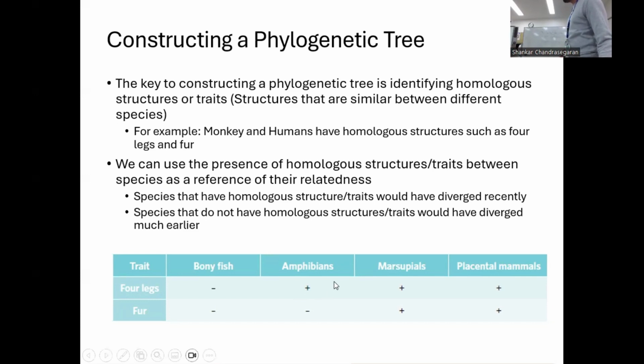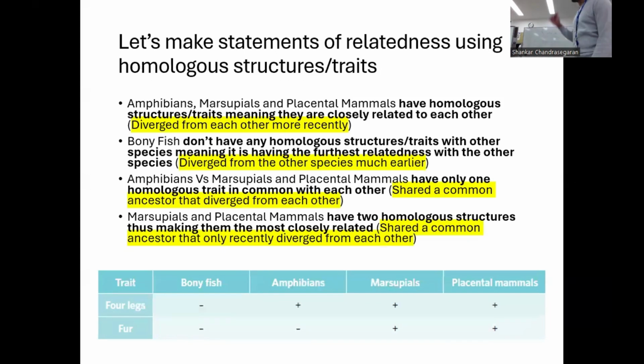Okay. After that, we look at amphibians versus marsupials and placental mammals. We understand that the amphibians have only one, while these two have two. That means that they do share relatedness, but just not as much as marsupials and placental mammals. So that means the amphibians diverged a bit earlier compared to them. And we are basically deriving information from these facts, right? First, like I said, amphibians, marsupials, and placental mammals share homologous structures or traits, meaning that they are closely related to each other. Okay, we get that information first.